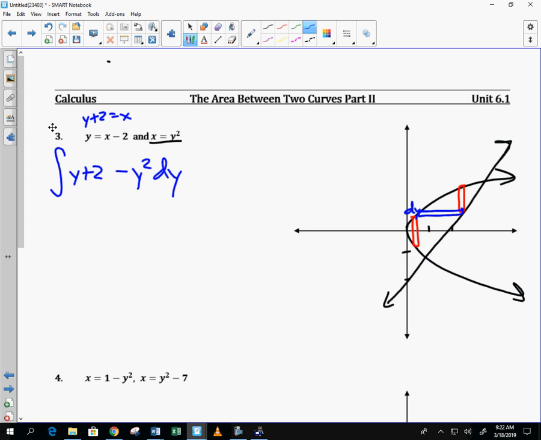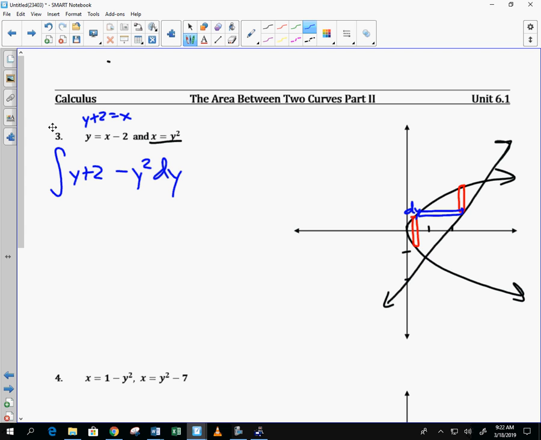I have to figure out where to bound it. My boundaries are not going to be x values. They're going to be y values. Notice as you look at the graph, the x values would both be positive, correct? But the y values, one will be negative and one will be positive. Do you see the difference? So therefore, we want to make sure we respect that.